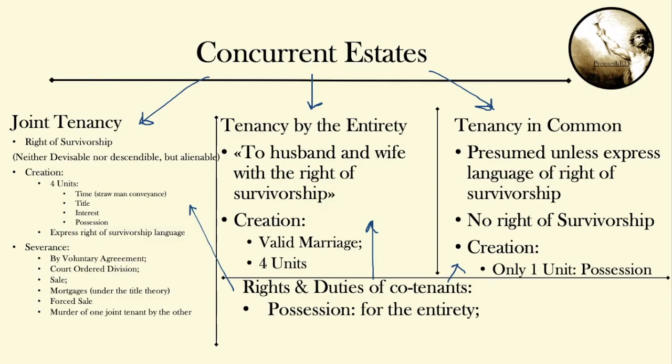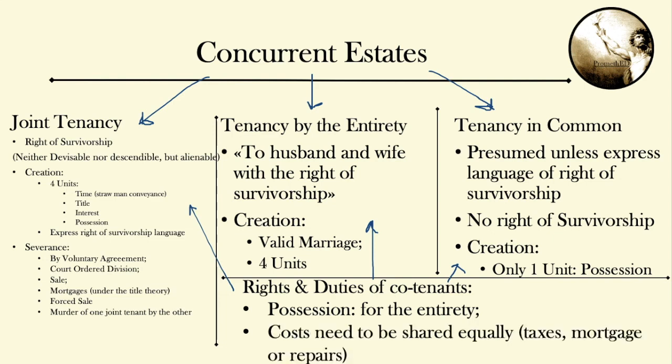The first right that we can discuss is possession, which is for the entirety. So each co-tenant has the right to possess and enjoy the entire property. The duties of the co-tenants are mainly to pay the costs, which need to be shared equally, such as taxes, mortgage, and repairs. But there is no right to contribution for the cost of improvements, except upon partition of the co-tenancy.